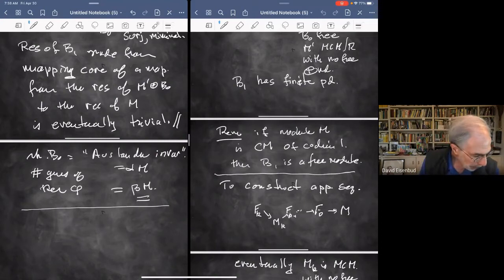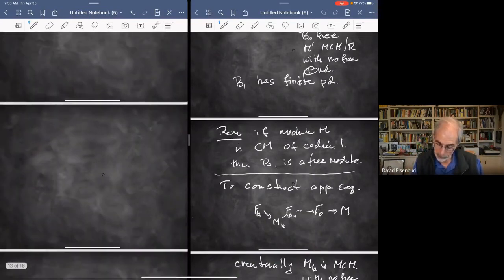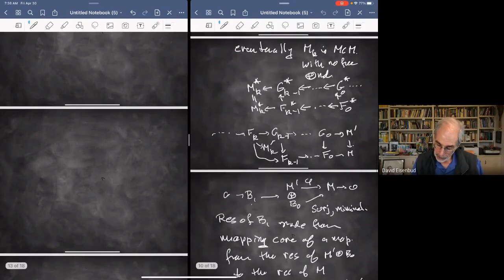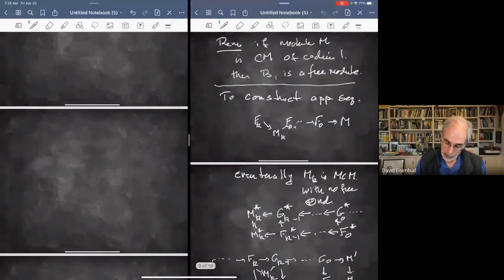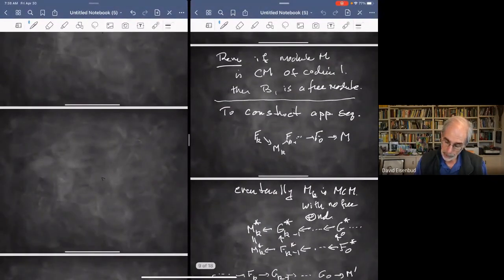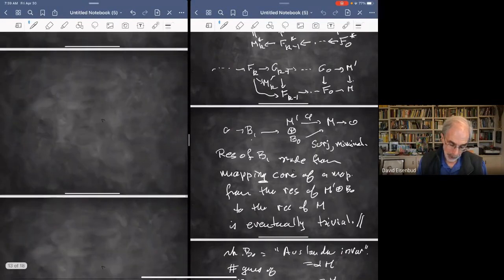So I want now you to use these tools to construct the two layered resolutions. I'll start a brand new page for that, but I'll keep this approximation sequence on, and recall that in the codimension 1 case, B1 is not only of finite projective dimension, but free. That will be a useful fact for us.